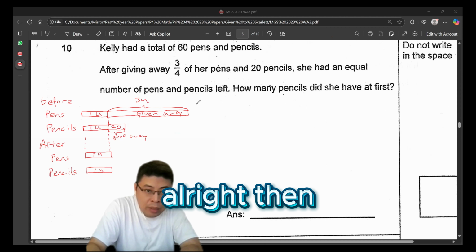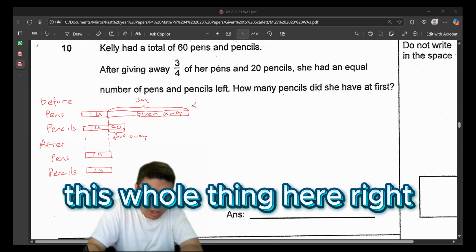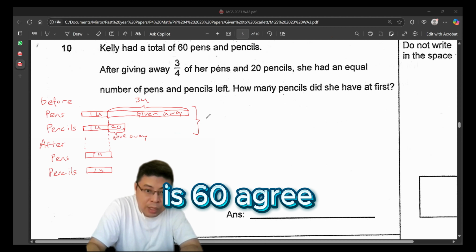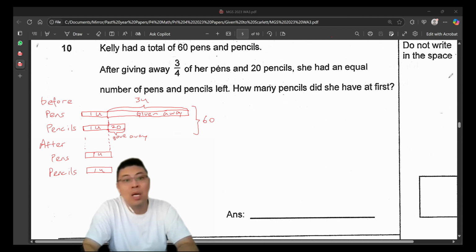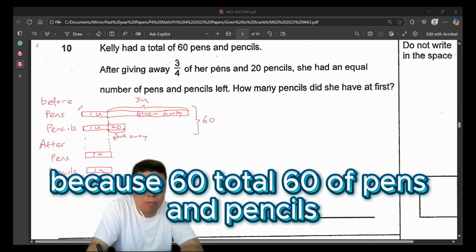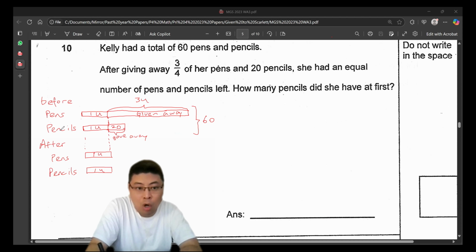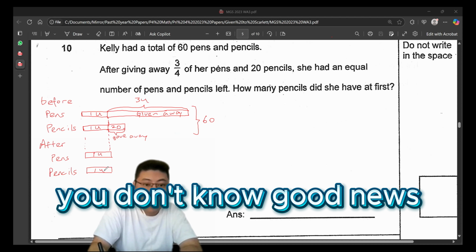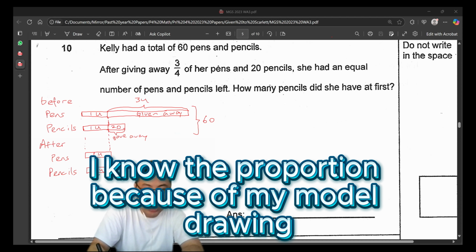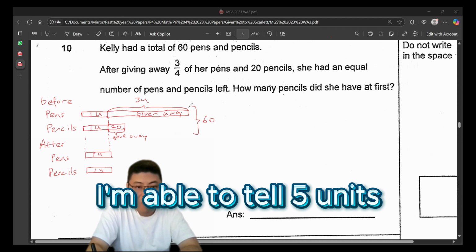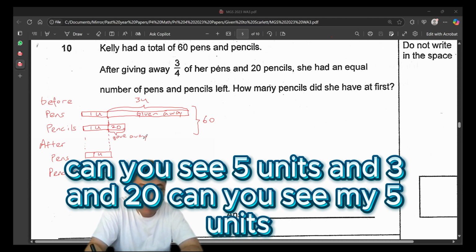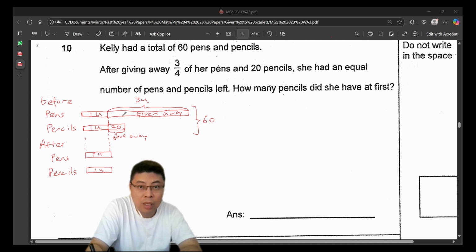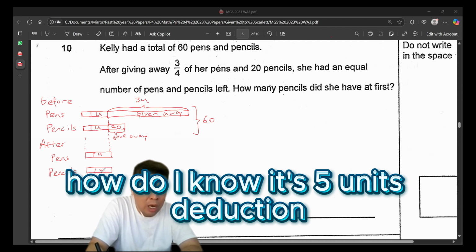Alright, then this whole thing here is 60. Agree? Because total 60 of pens and pencils. God knows how many pencils or how many pens. You don't know. Good news, I know the proportion. Because of my model drawing, I'm able to tell 5 units. Can you see 5 units? And 3 and 20. Can you see my 5 units? How do I know it's 5 units? Deduction.